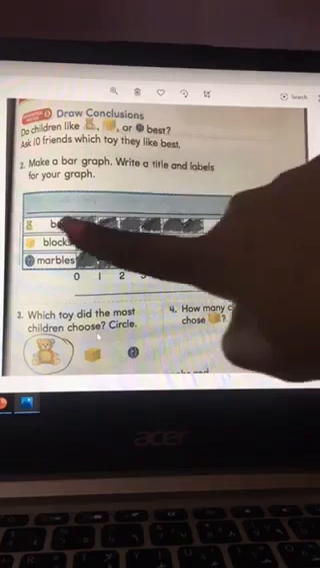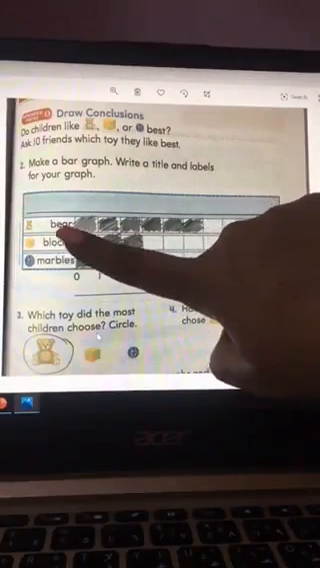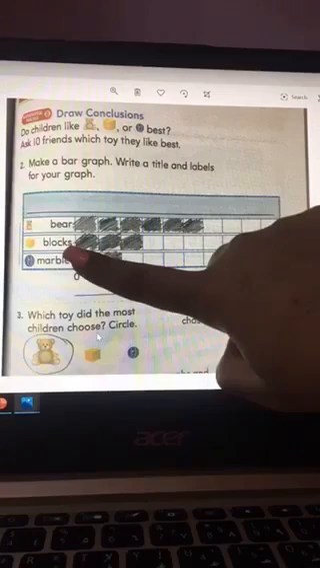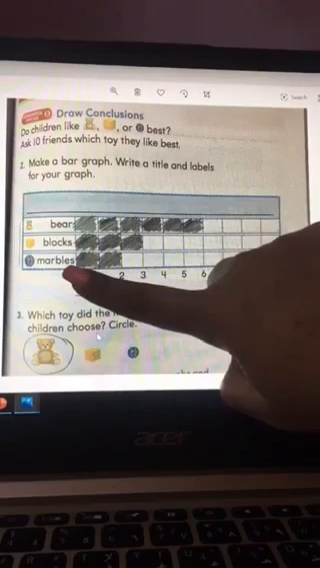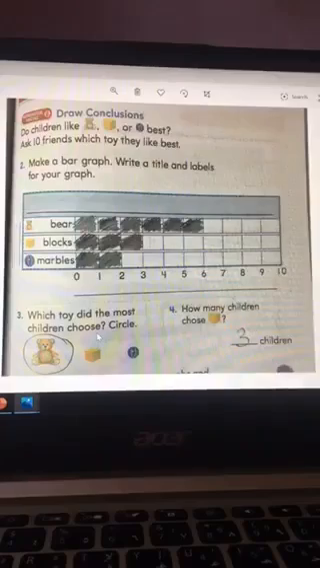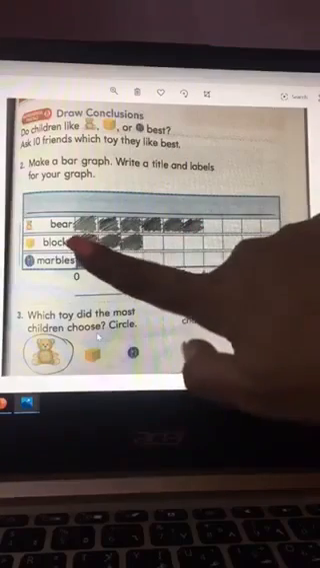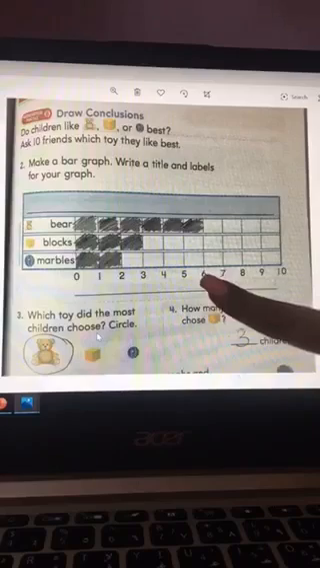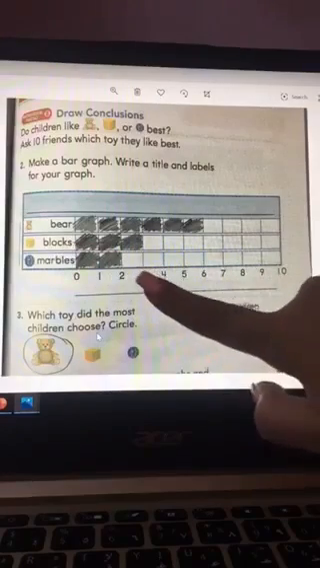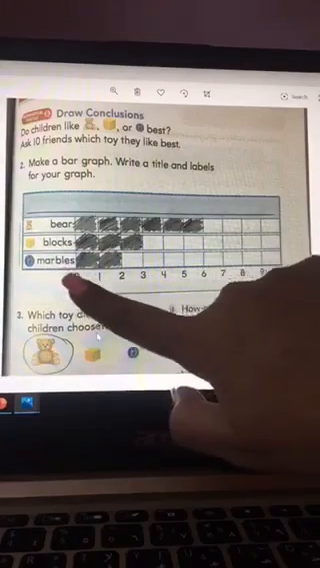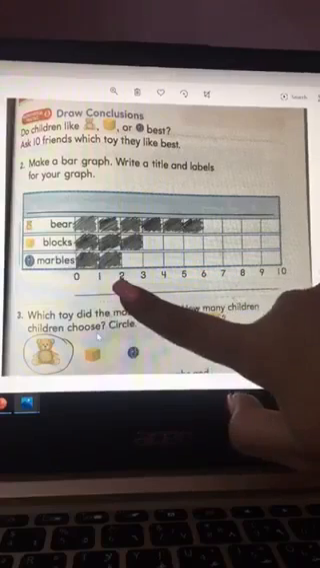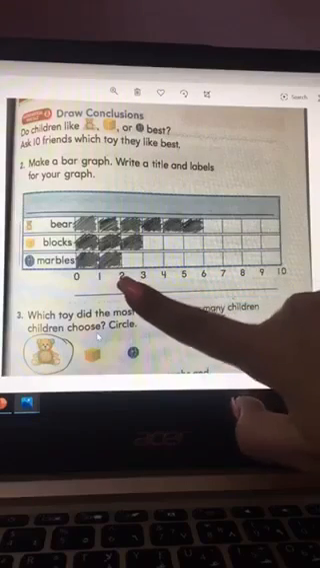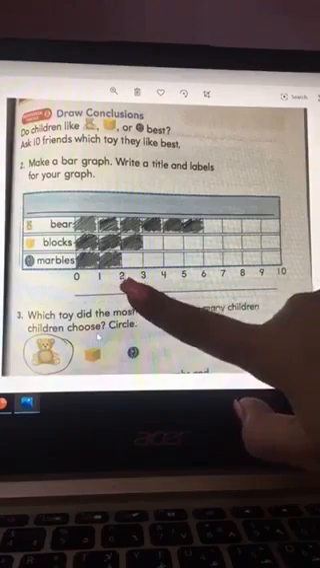The first toy that we have is the bear, and the second is blocks, the third is marbles, okay? Now the number of children who chose bear is 6, and the number of children who chose blocks is 3, and the number of children who chose the marbles is 2. So as we can see, this is the least number of children, okay?